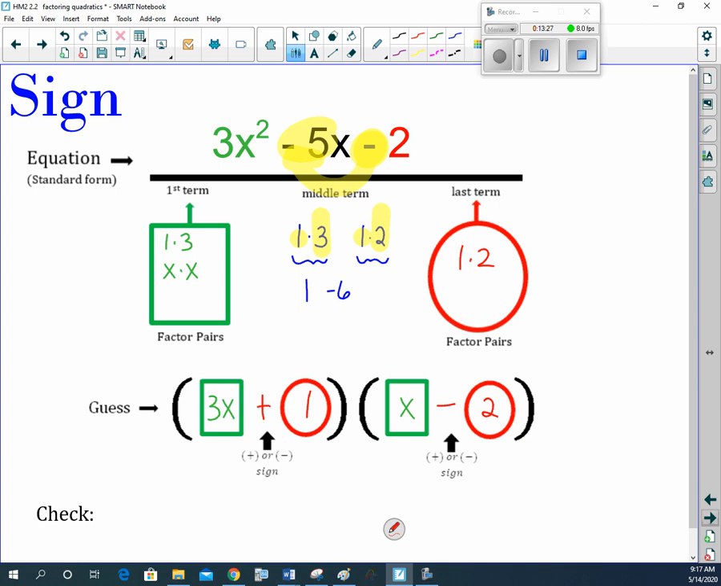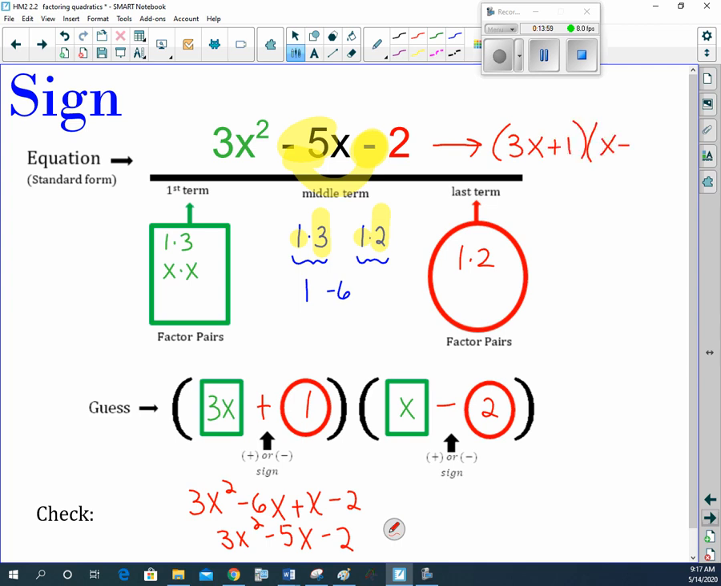Okay, let's multiply it out and see if we did it right. So 3x times x is 3x squared. 3x times negative 2 is negative 6x. 1 times x is 1x. And 1 times negative 2 is negative 2. Combine your like terms: 3x squared minus 5x minus 2. Was that our original problem? Yes, it was. We did it right. So this factors to 3x plus 1 and x minus 2. That's what it factors to.